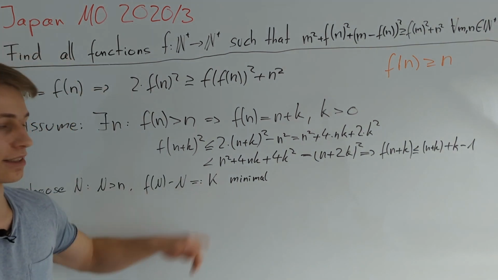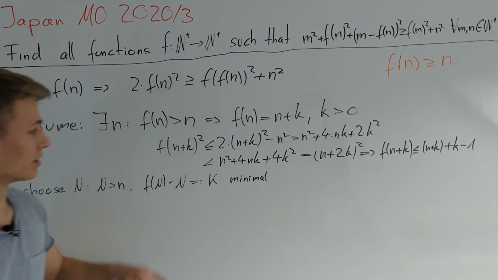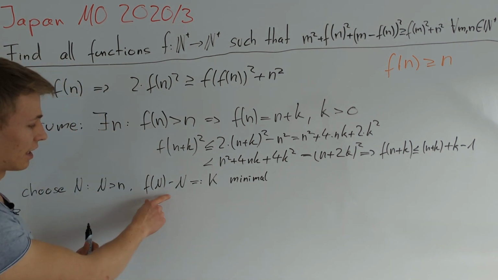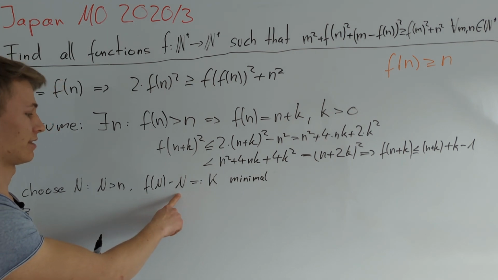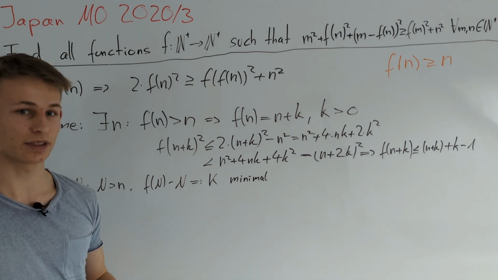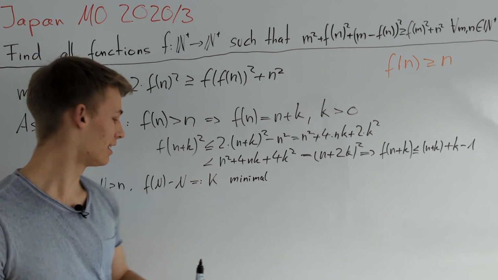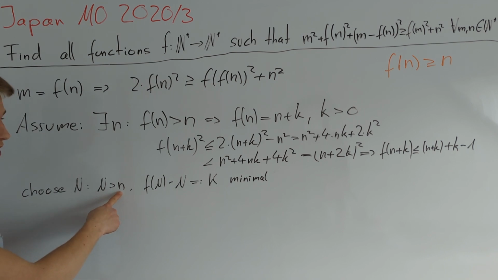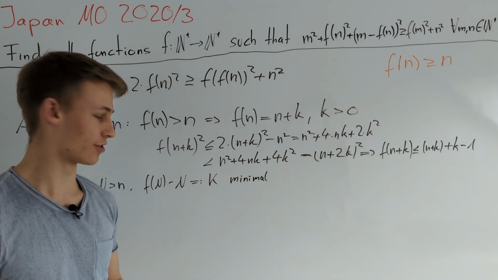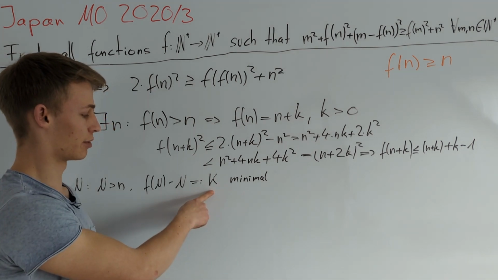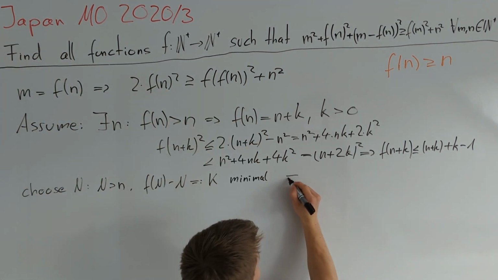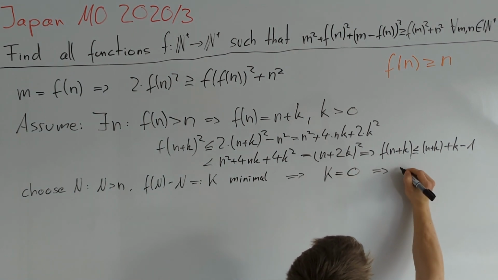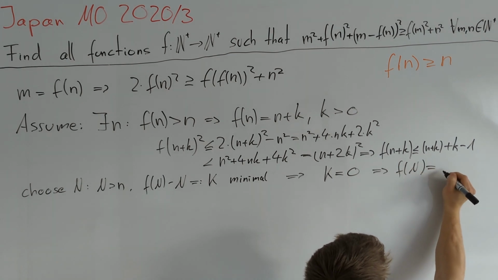If K is now not equal to 0, we can do this argument here from above to conclude that the difference of f of N plus K minus N plus K is at most K minus 1. And since clearly N plus K is larger than N, which is larger than small n, this is a contradiction to the minimality of capital K. Thus we get that K is equal to 0, which implies f of capital N is equal to capital N.